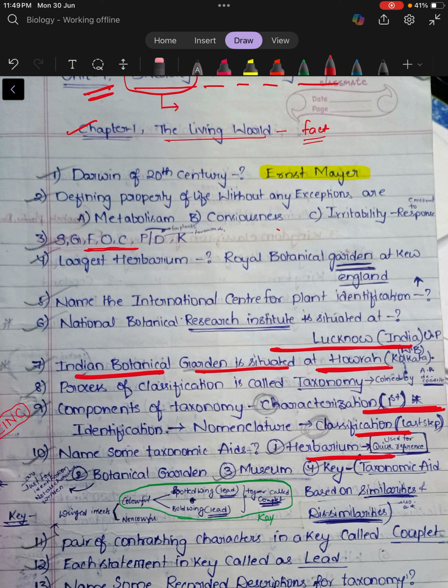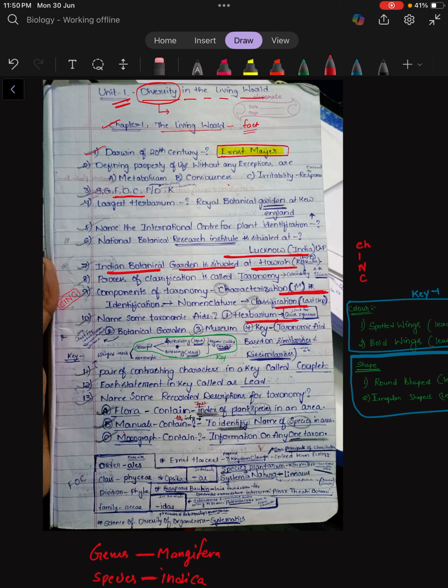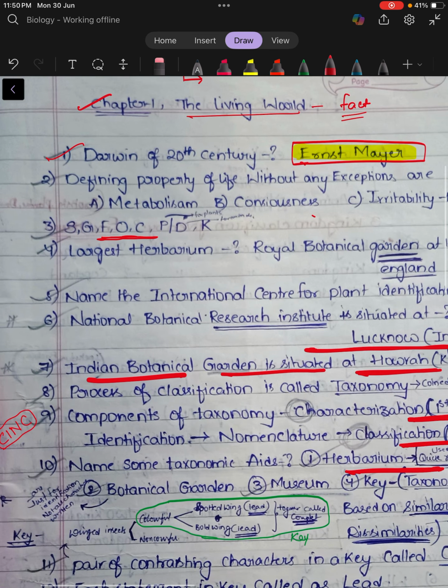So, Darwin of the 20th century. The first point is that the Darwin of the 20th century was Ernest Mayr. I have listed some important points from this chapter, so let's see these important points.